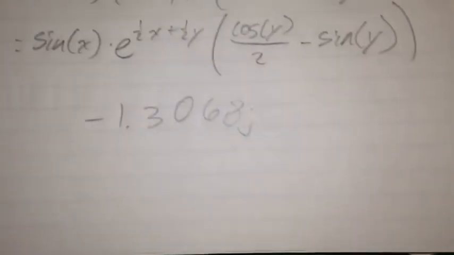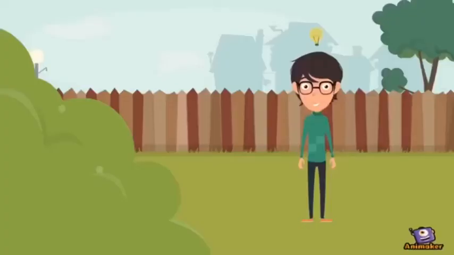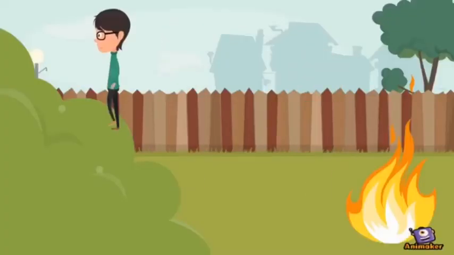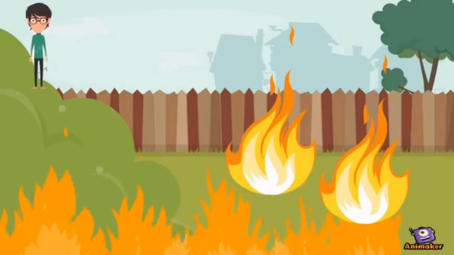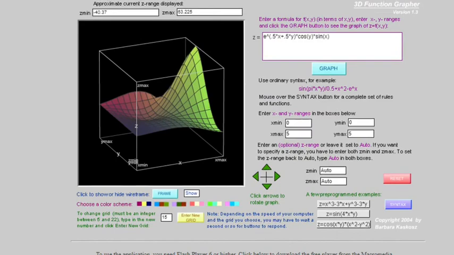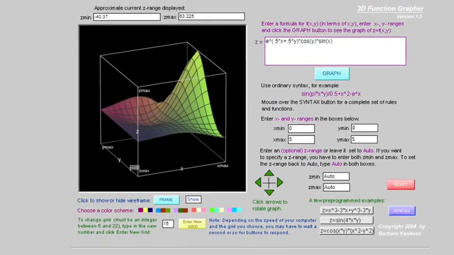And when we plug in our initial point of 1, 1, we get negative 1.3068j. So that means in order to take the path of steepest descent, we get 1.41147i minus 1.3068j. Now that the boy knows the fastest ascent up the hill, he climbs it and makes it just in time. He can wait there until a fire truck comes to put out the fire. Here's a visual aid of what the hill in his backyard looks like.